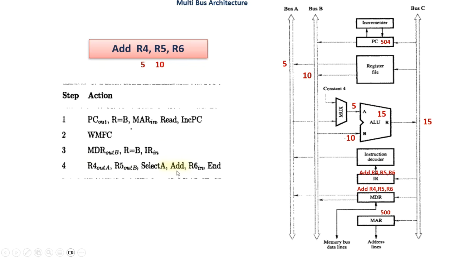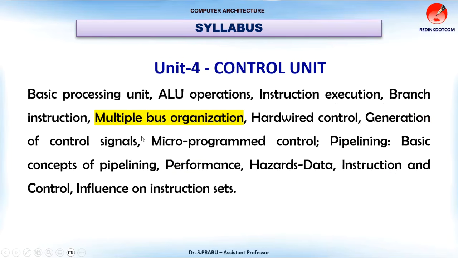Then, when the add control signal is enabled, these two values are added and moved into bus C. Then R6 in can be opened in the general purpose register, and that can be moved into the R6 register. That means the R6 value can be updated and the execution is now completed. So in this way, the control signals can be generated in multiple bus organization.